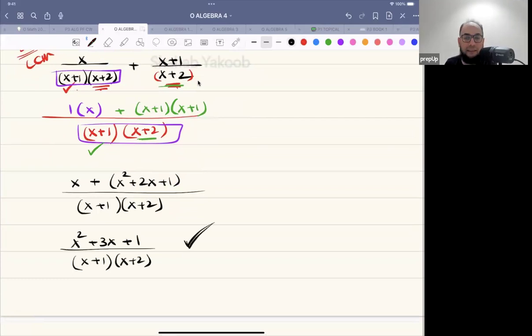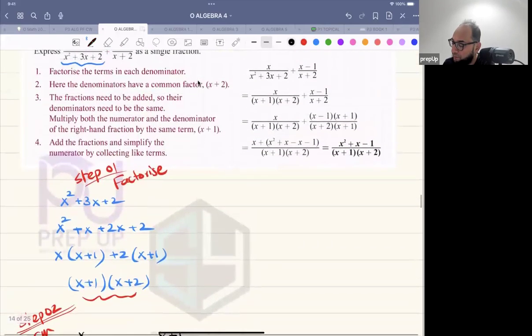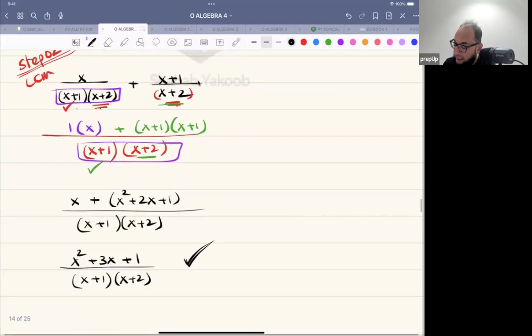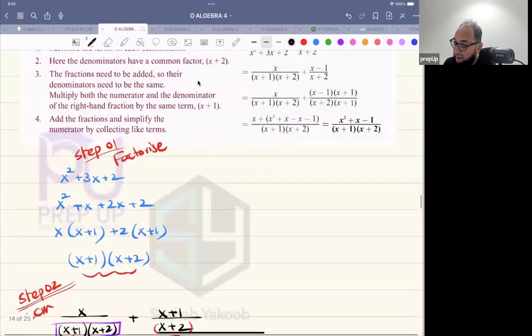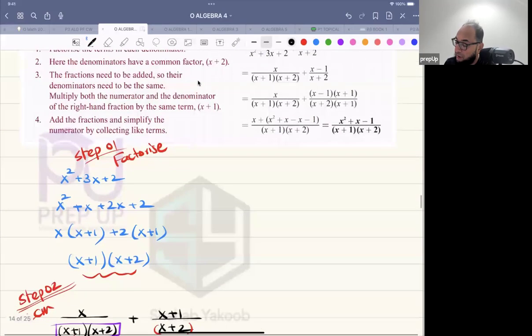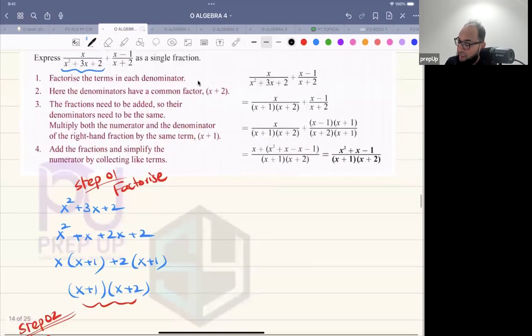And that is the answer for this particular question. X squared plus x, and why is it minus 1? Is there a minus sign in the middle? Oh my goodness, I made a mistake. So let me correct myself.